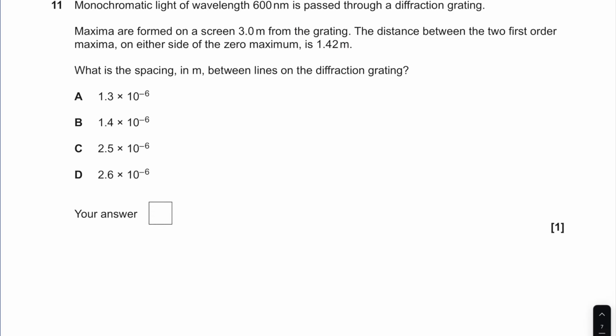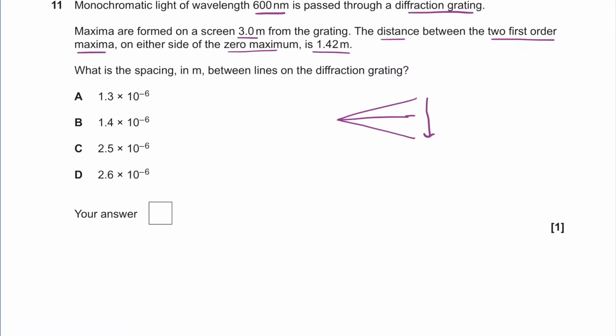Question number 11. We've been given monochromatic light of wavelength 600 nanometers passed through a diffraction grating. Maxima are formed on a screen 3 meters from the grating, and the distance between two first order maxima on either side of the zero maxima is 1.42. So all they mean is that you have the center maxima and you have the first order maxima. So this distance over here is 1.42 meters. So they're asking us to work out the spacing in the diffraction grating.